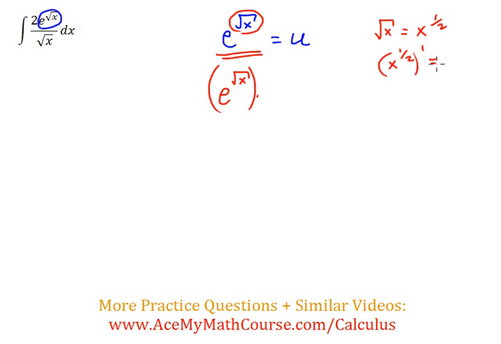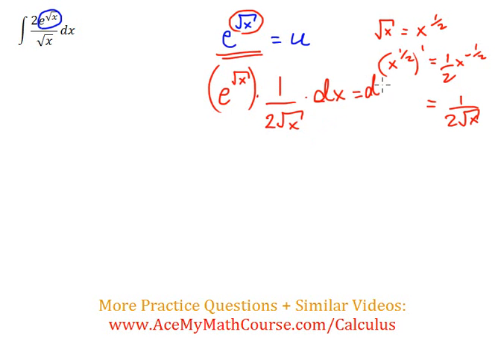If I derive this, I'll get half x to the negative half. So I can rewrite it as 1 over 2 root x. Right? Because this x to the power of negative half is just 1 over the square root of x. So this is what I get. And, oh yeah, I need the differential dx here, multiplying the derivative of e to the power of root x, and that's equal to du. Great.